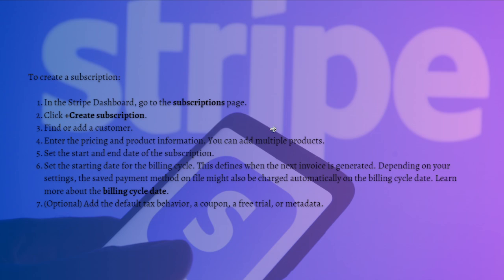So the saved payment method on file might also be charged automatically on the billing cycle date. So learn more about the billing cycle date. So next, oh, this is optional, so you can even add the default tax behavior, a coupon, a free trial, and the metadata. So that's it for this video. That's how you can create a subscription on Stripe.